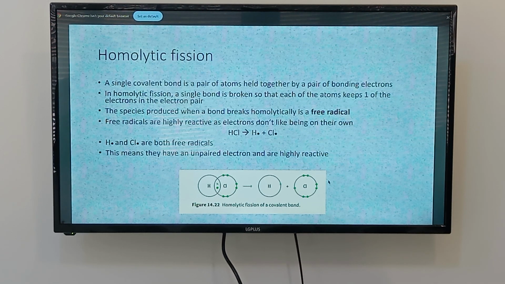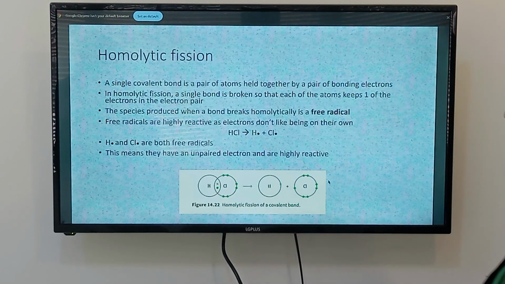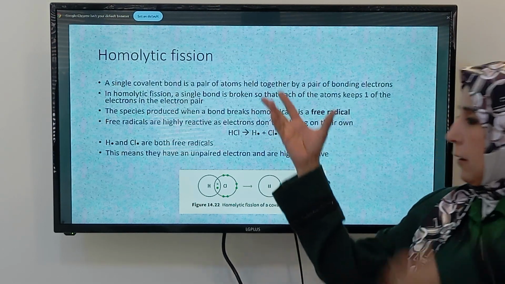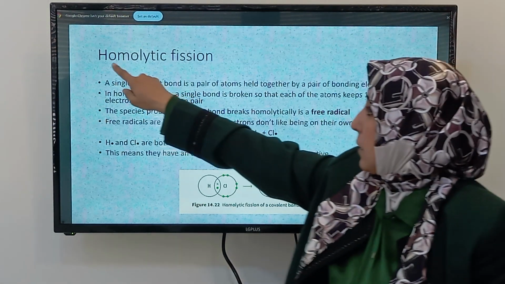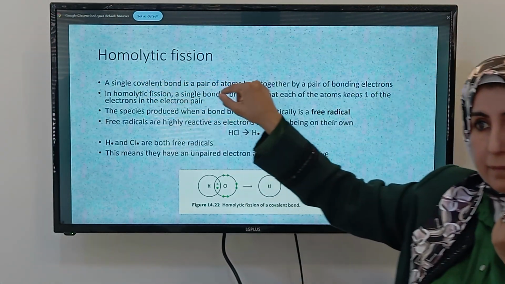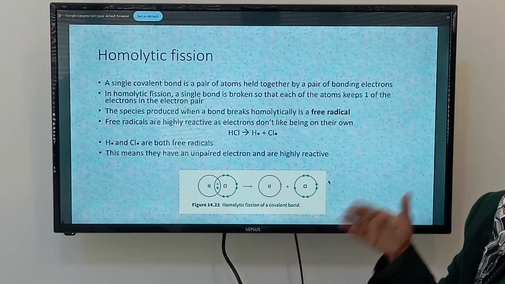Let's define homolytic fission. A covalent bond is a pair of atoms held together by a pair of bonding electrons. What does that mean? For example, if we define homolytic: homo means same, and lytic means breaking, as in homolysis.